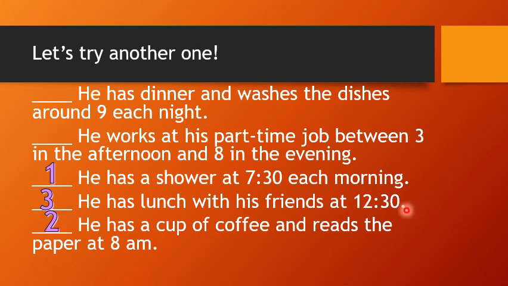All right. Do not forget the difference of the time and the time expression, okay? What's next? What do you think? All right, so the speaker works at his part-time job between 3 in the afternoon and 8 in the evening. Okay. And then obviously the speaker has dinner and washes the dish around 9 each night. Okay. So if you understood the speaker's narration, your answer will be correct and precise. Okay, so that's it, students. That's how we sequence the daily routine of the speaker.